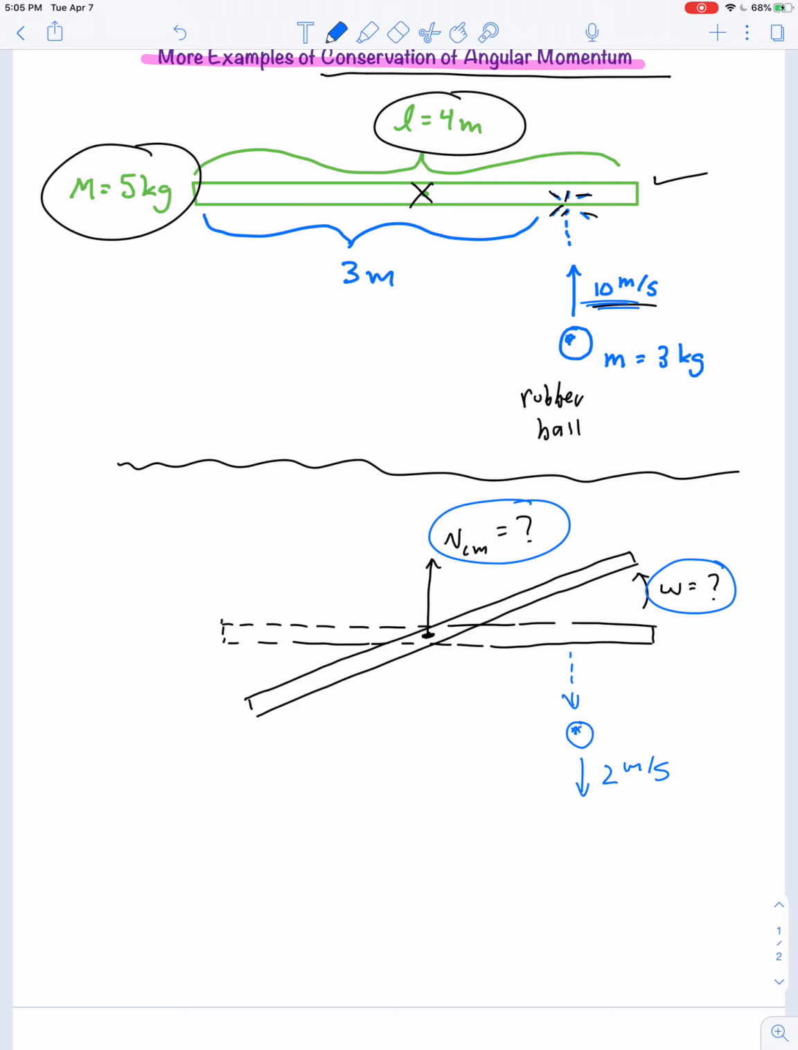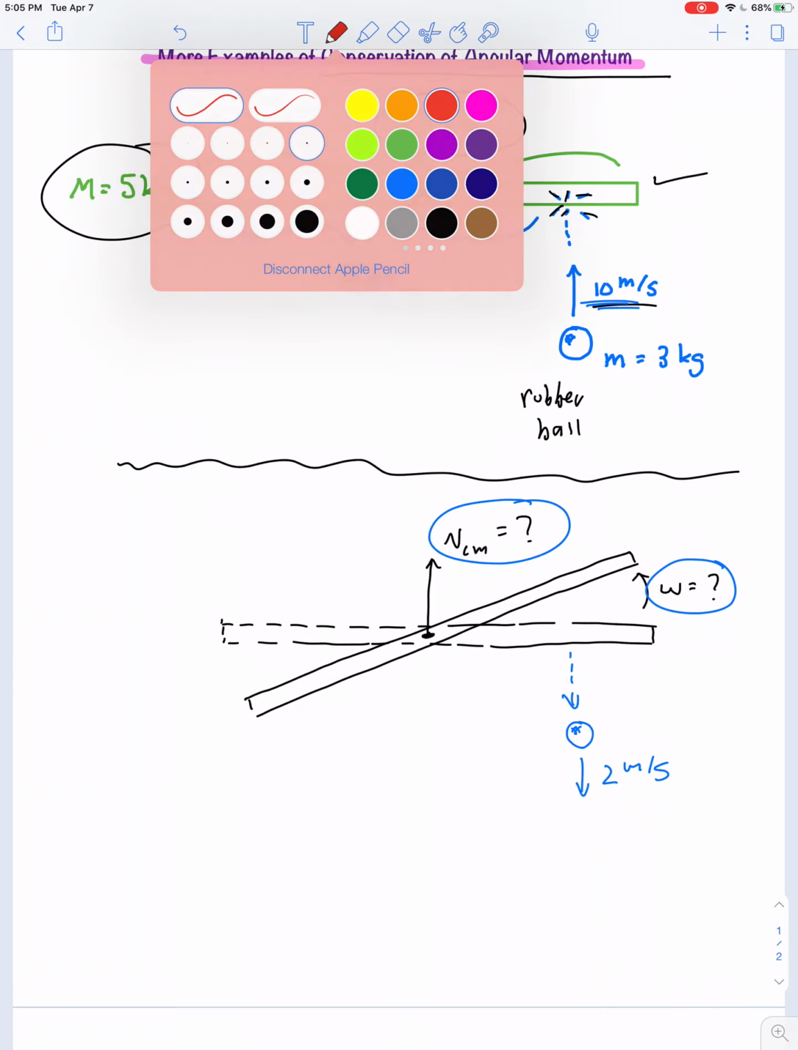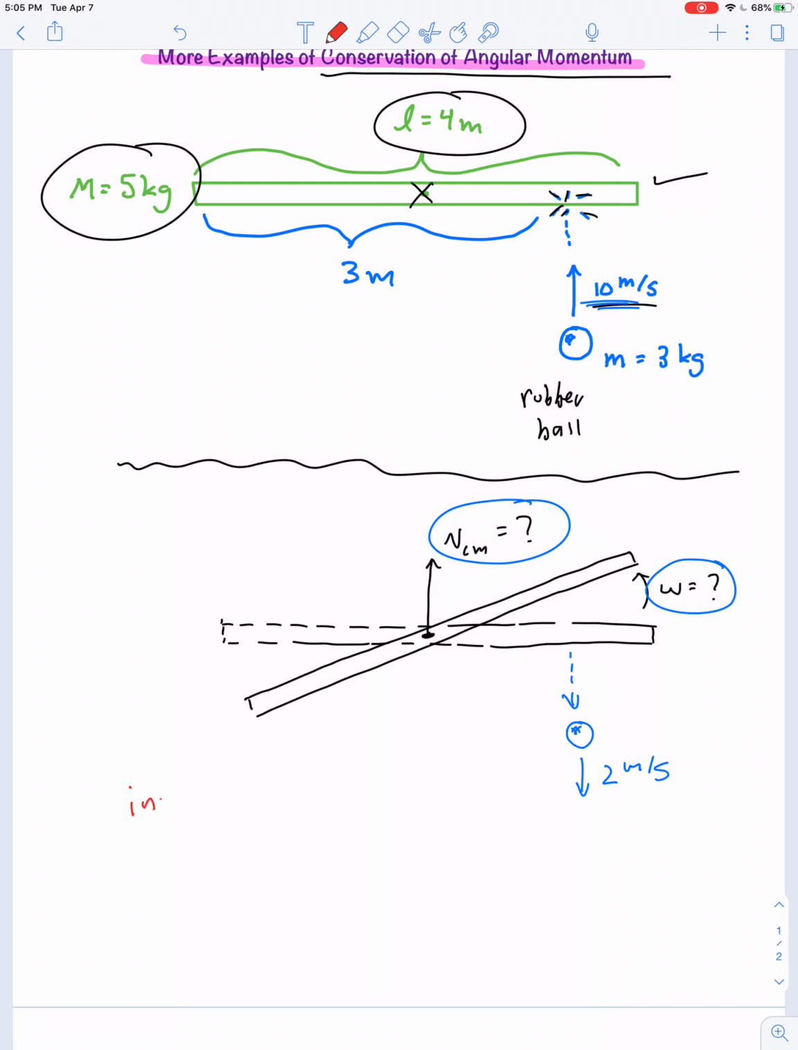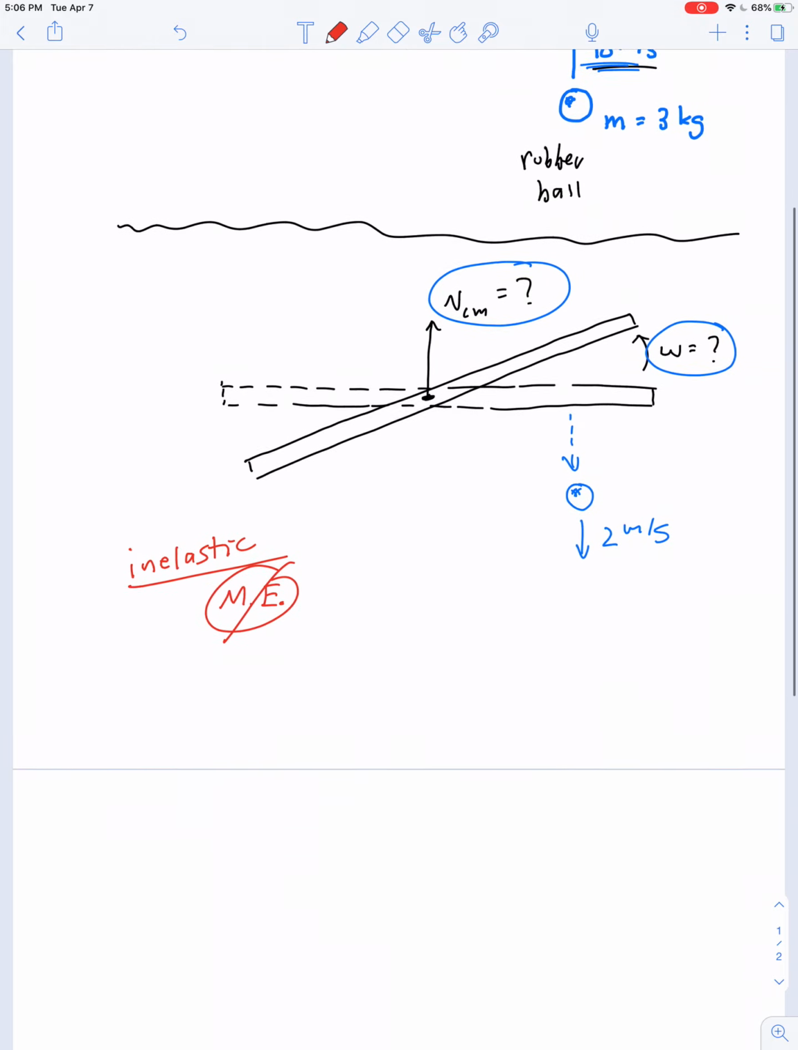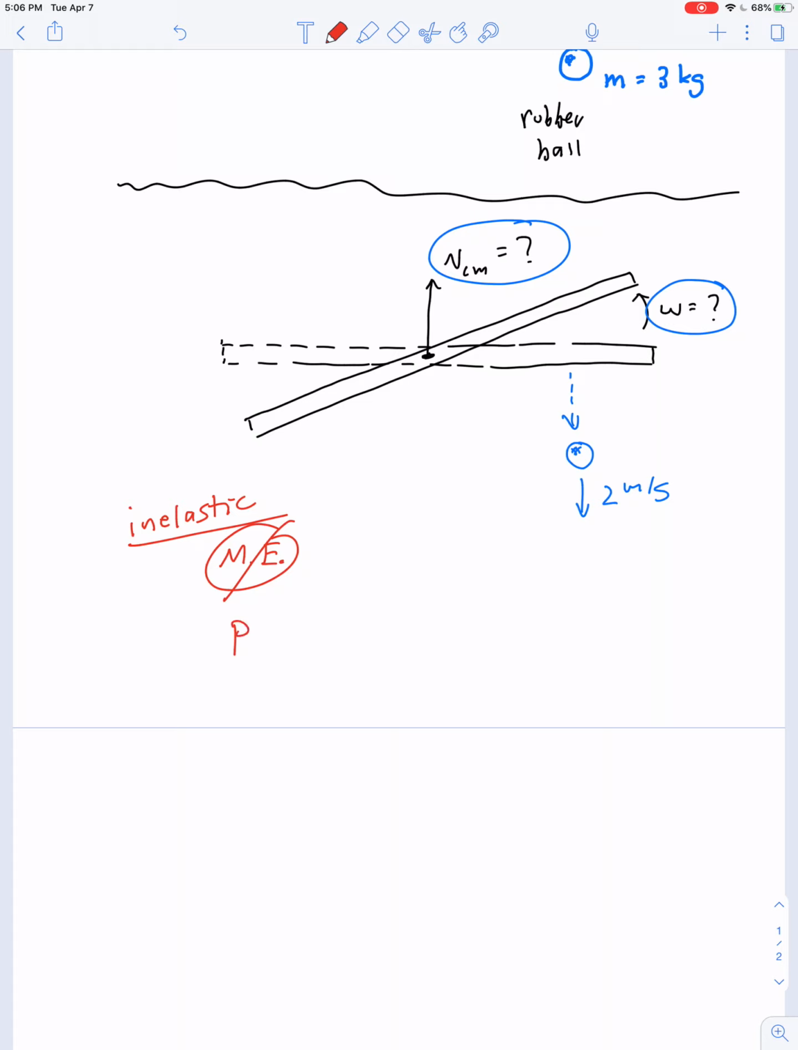So what's conserved in this collision? If the collision really is inelastic, then mechanical energy is not conserved. Now, I believe that linear momentum will be conserved in this case because there are no external forces acting.